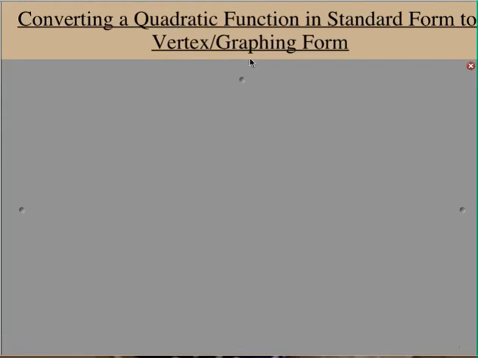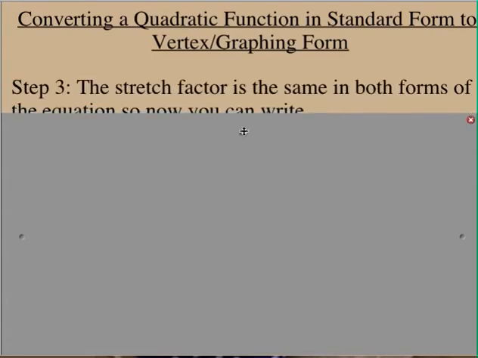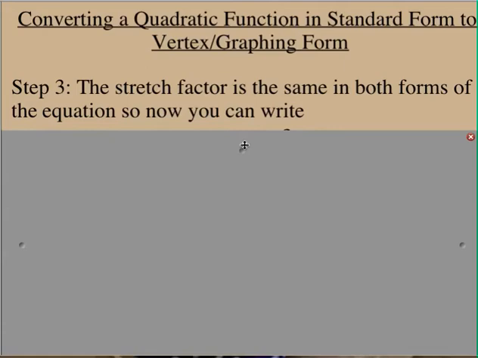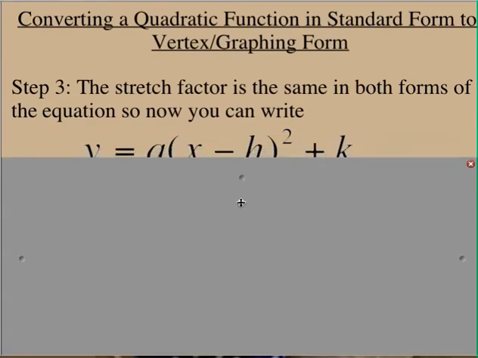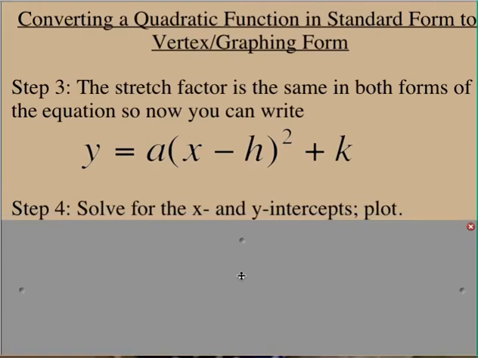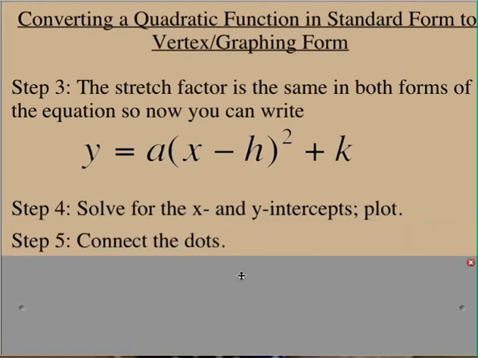Next, you're going to want to write the stretch factor into the graphing form equation, and the stretch factor is actually the same in standard form as it is in graphing form. So y equals a times (x minus h) squared plus k, and then solve for the x and y intercepts and plot, and then connect the dots.